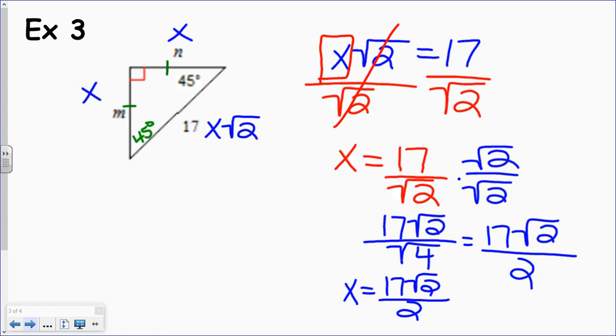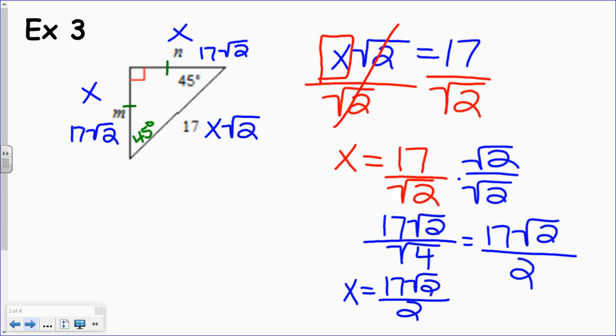So that's the length of the legs. That means this leg is equal to 17 root 2 over 2, and I know that m is also equal to 17 root 2 over 2. Okay? So now we found the length of all three sides.